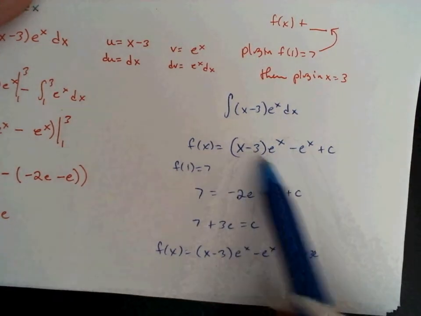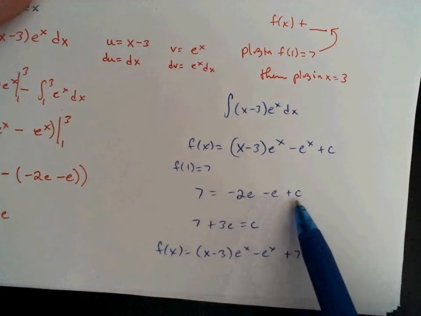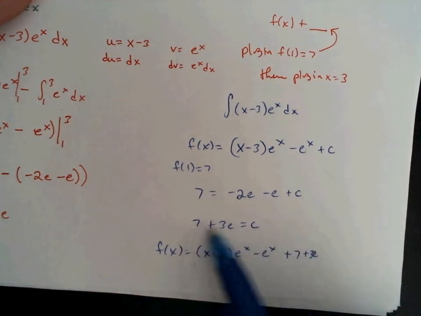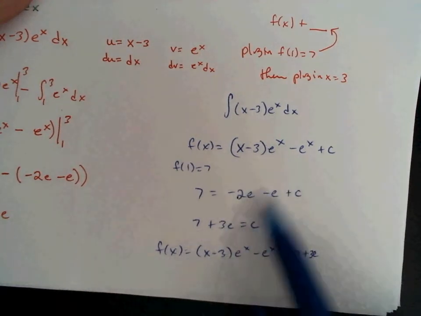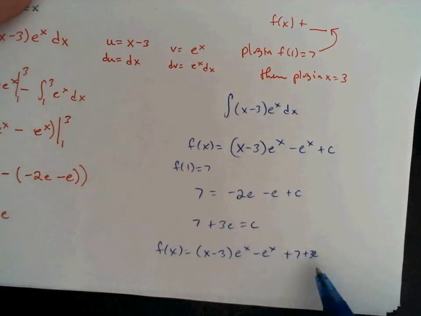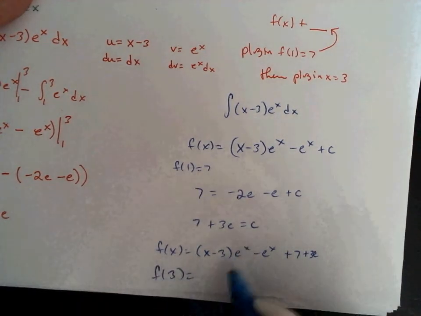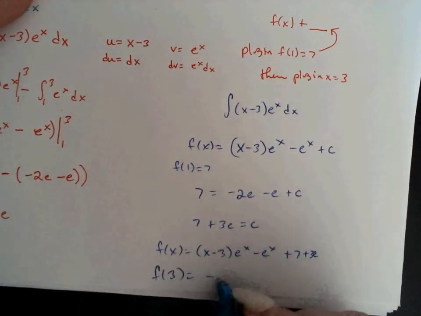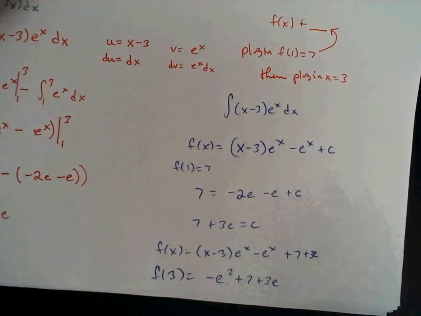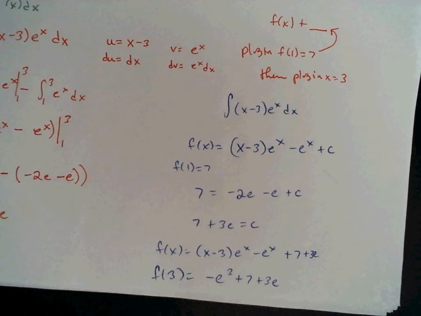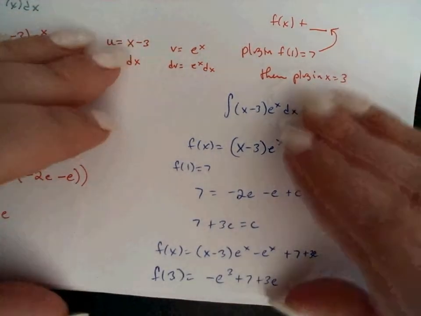Okay, so f of x equaled this antiderivative plus c. F of 1 equals 7, so 7 equals plug in 1, c, and then solve for c. So c equals 7 plus 3e. And then f of x equals (x minus 3) e to the x minus e to the x plus 7 plus 3e. And then we can plug in f of 3. You plug in 3, this is 0, so this is negative e cubed plus 7 plus 3e, and we get the same answer. So that's another way to do it. And that's the first FRQ for today.